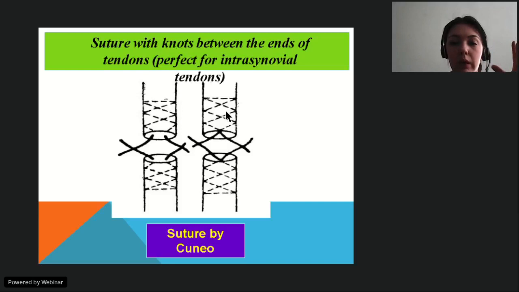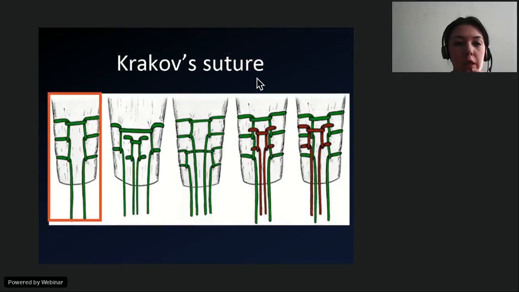Yes, so it is perfect, like a golden standard for intrasynovial tendons, for tendons of flexor digitorum muscles. Krakow suture is a very secure suture, and it was suggested by a great Russian surgeon, Krakow. But you can see there are very many threads on the surface of the tendon, so it is applicable only for extrasynovial tendons. So yes, here you can see it.